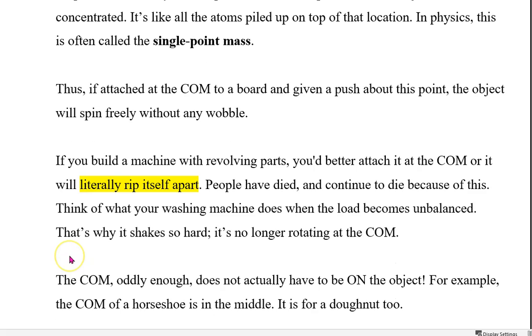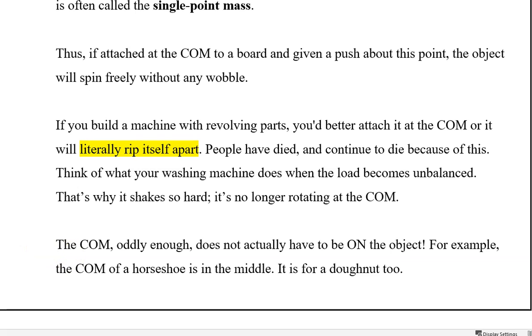If we take an object and we attach it at the center of mass to some kind of board and we give it a push about this point, the object will spin freely while attached at its center of mass without any kind of wobble whatsoever in the rotation. If you build a machine and you've got revolving parts in it or spinning parts, then they'd better be attached at the center of mass or the machine will literally rip itself to pieces. This is what your washing machine is doing when it starts banging around because the load has become unbalanced. It's shaking because the center of mass is no longer where it's rotating.